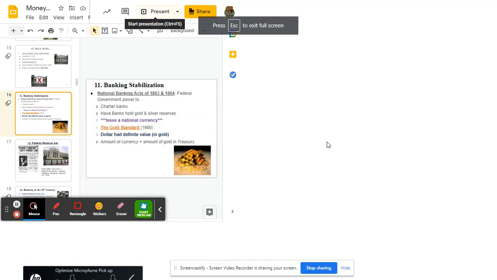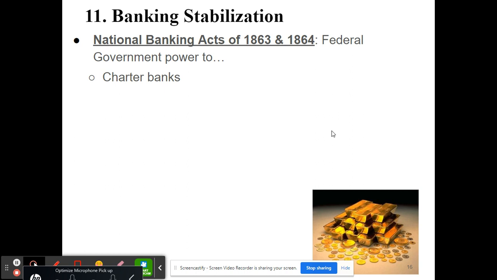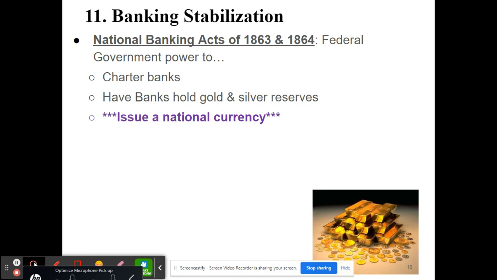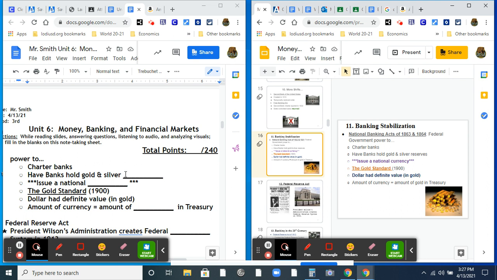There's the National Bank Acts of 1863 and 1864, and the government had the power to charter banks, have banks hold gold and silver reserves, and issue a national currency. Go ahead and take some notes on that. This made business easier because you just had one kind of money to worry about. And it really made sure that the dollar was going to be strong, especially compared to Confederate banknotes.